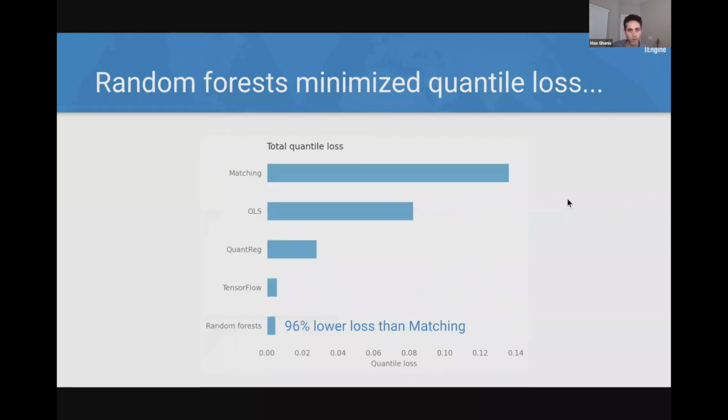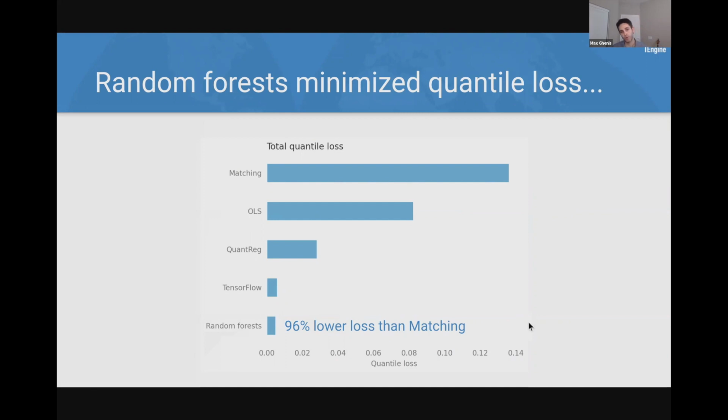All right, so what did we find? Well, it turned out random forest actually did the best by quite a bit compared to the status quo of matching. And this kind of makes sense because matching doesn't actually predict a conditional distribution, it predicts a single value. So OLS did better than matching, quantile regression did better still. TensorFlow and random forest were pretty similar.